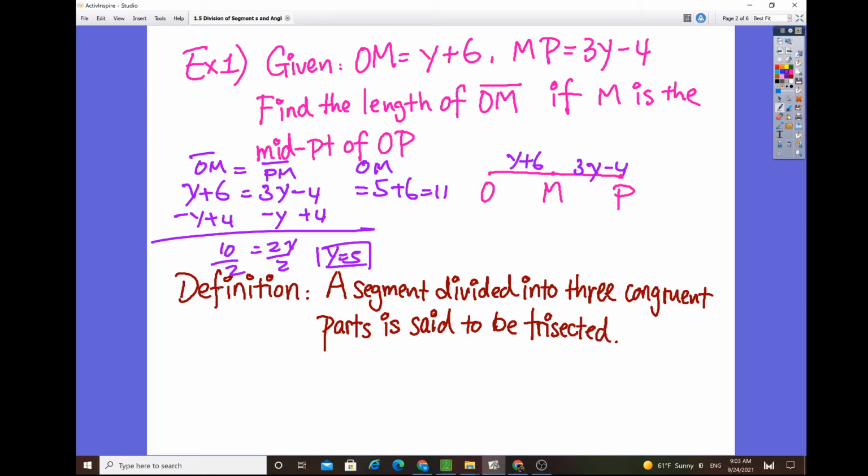Here's another definition. A segment divided into three congruent parts is said to be trisected. So let's say we have an angle here. Once you trisect this, we have two other rays, which means each angle here is the same as the others. Let's say this is angle BAC, and we have the other two rays, AD and AE. Those two rays trisect the angle BAC, or CAB.